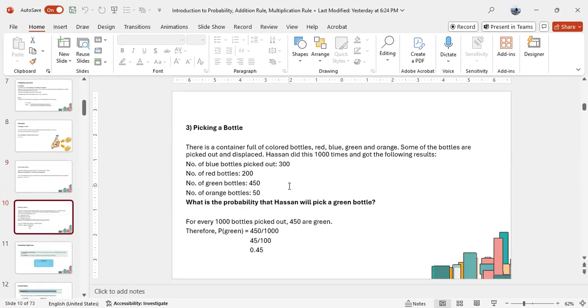Another example, there is a container full of colored bottles: red, blue, green, and orange. Some of the bottles are picked out and replaced. Hassan did this 1,000 times and got the following results. The number of blue bottles picked out was 300, red 200, green 450, and orange 50. What is the probability that Hassan will pick a green bottle? Because there were 1,000 bottles picked out, and out of this green were 450, the probability of green would be 450 divided by 1,000 or simply 0.45.